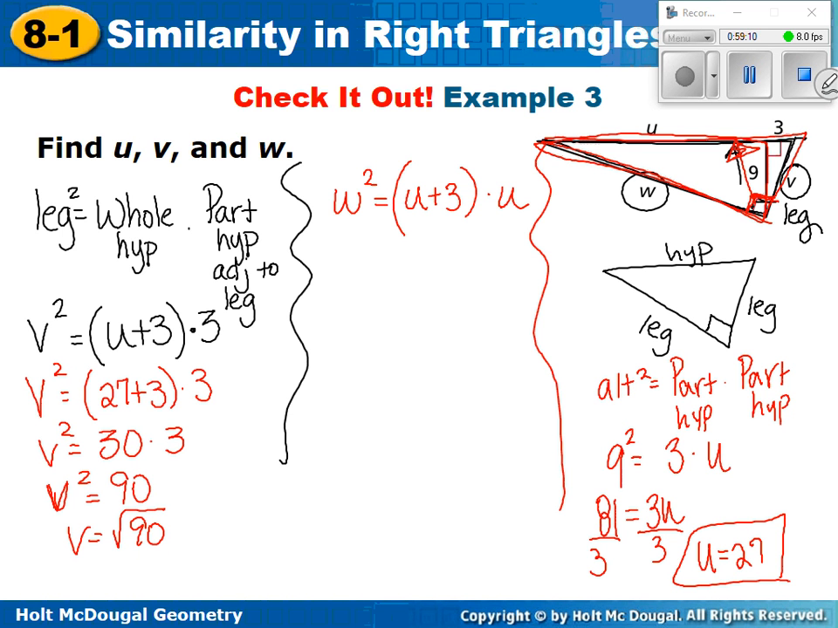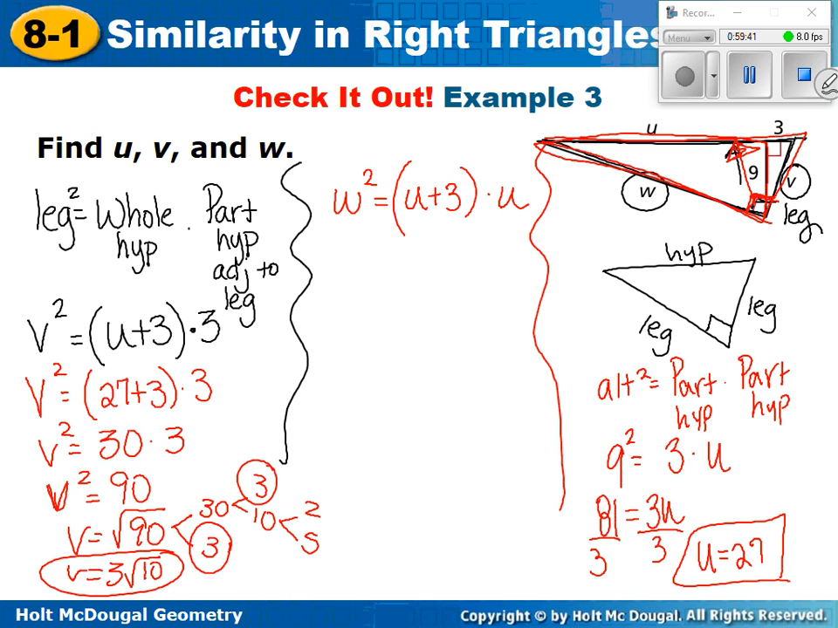That's not a perfect square, so we have to simplify. What does 90 factor into? 30 times 3. What's 30 factor into? 3 and 10. What's 10 factor into? 2 and 5. So we have a pair of what? 3's. And so that means V is going to equal 3 square roots of 10. 2 times 5 is 10. So now we have V.